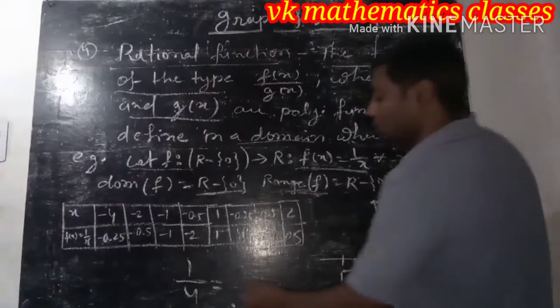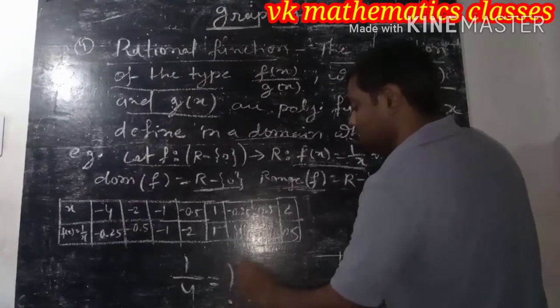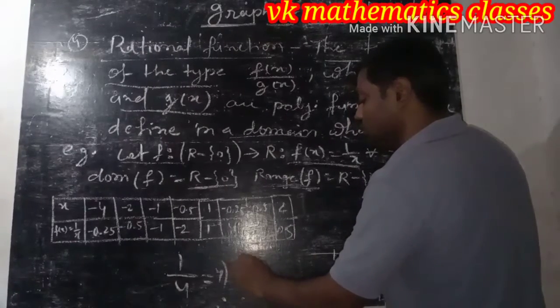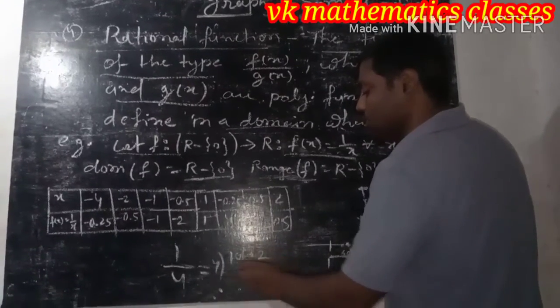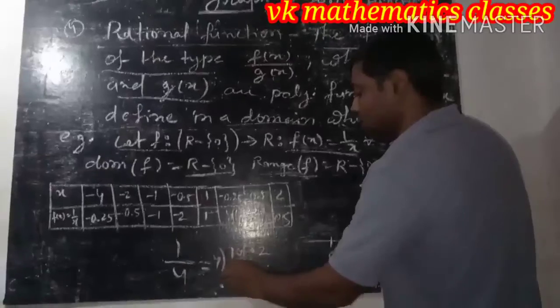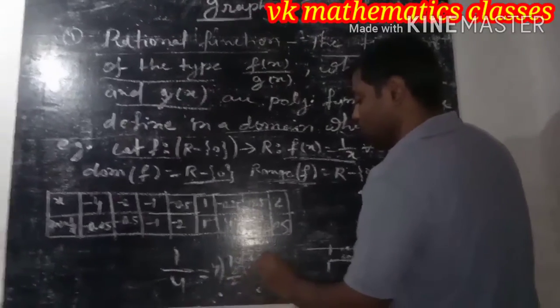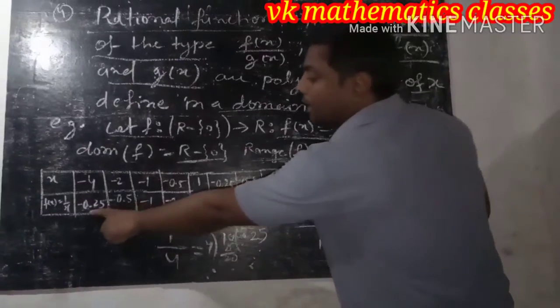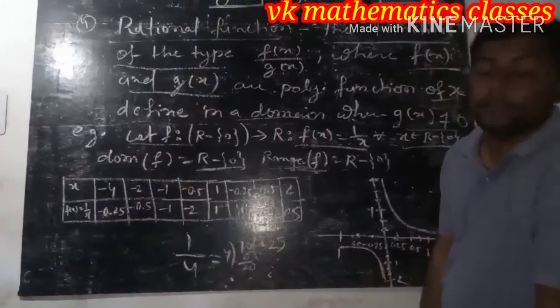1 divided by 4, so this is 0.25. This is equal to 0.25.